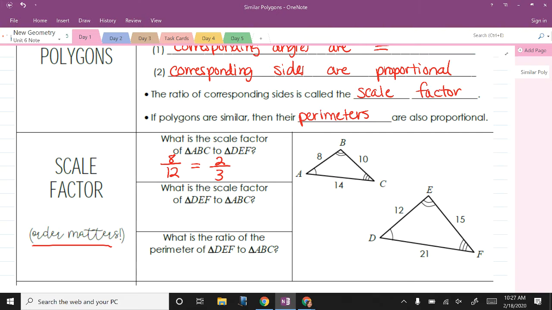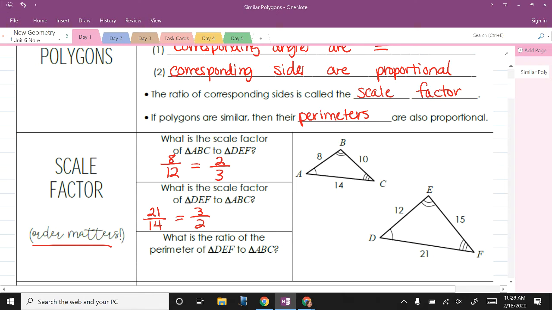Okay, this one says, what's the scale factor of triangle DEF to ABC? That means you find a pair of corresponding sides on DEF and relate it to one on triangle ABC. So let's just do that one. Let's do number 21, DF. So DF is 21. What does it correspond with in the smaller triangle? AC, which is what? 14. And those are both divisible by 7, aren't they? Which is what? 3/2? Do you see how these are reciprocals of each other?